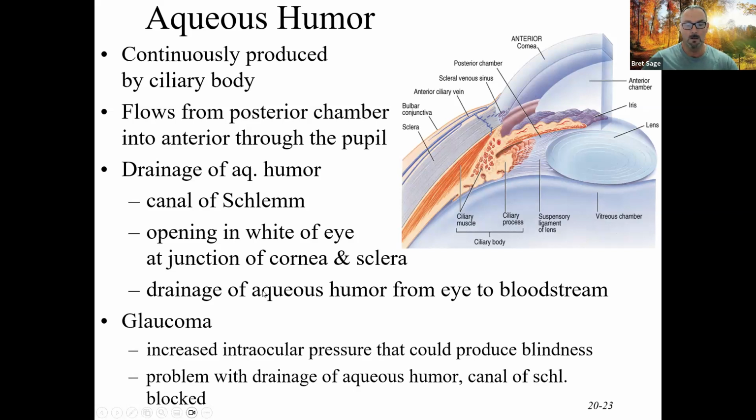Now, in glaucoma, increased intraocular pressure can produce blindness because this fluid is not draining. So as the fluid is being produced, it can't exit, and that high pressure can put pressure on the blood vessels and the retina, causing blindness potentially. So sometimes they put in what's called a shunt. Sometimes they prescribe marijuana. Marijuana actually opens up this canal of Schlemm. So sometimes people with glaucoma are prescribed THC so that they can decrease their glaucoma.